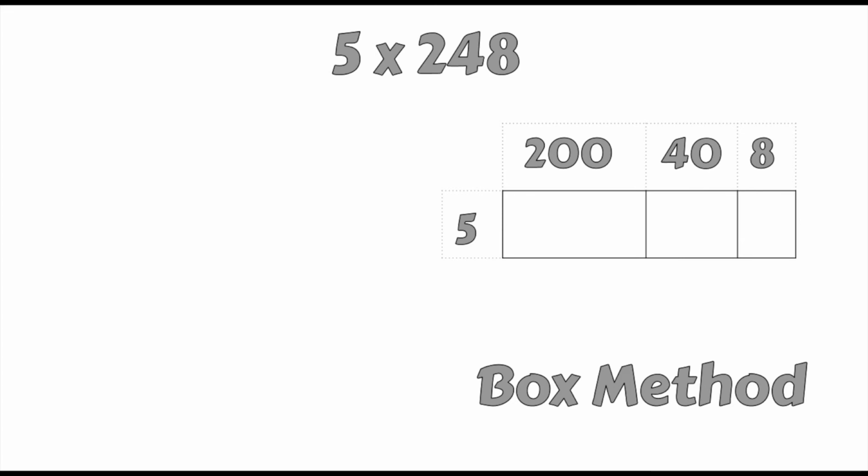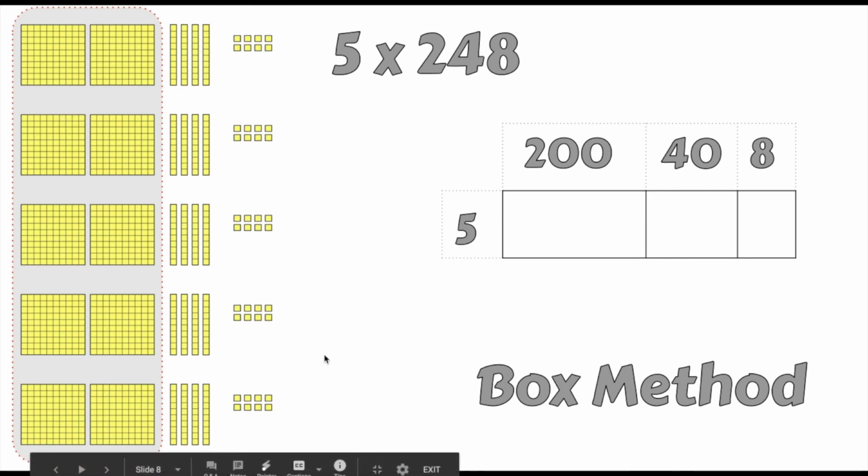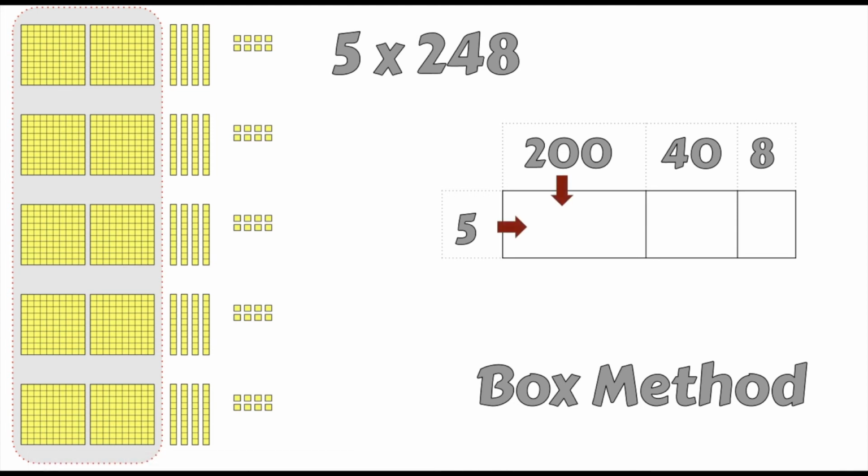But before we do that, I want to model 5 groups of 248. My base 10 blocks show 5 times 248 because I have 5 groups of the number 248. Let's look at how they're similar. With the base 10 blocks, I see that I have 5 groups of the number 200. If I'm looking at just the flats, I see I have 200, another 200, another 200, another 200, another 200. That's 5 groups of 200, which is 5 times 200. So in our box method, it makes sense that we're multiplying 5 times 200, which equals 1,000.